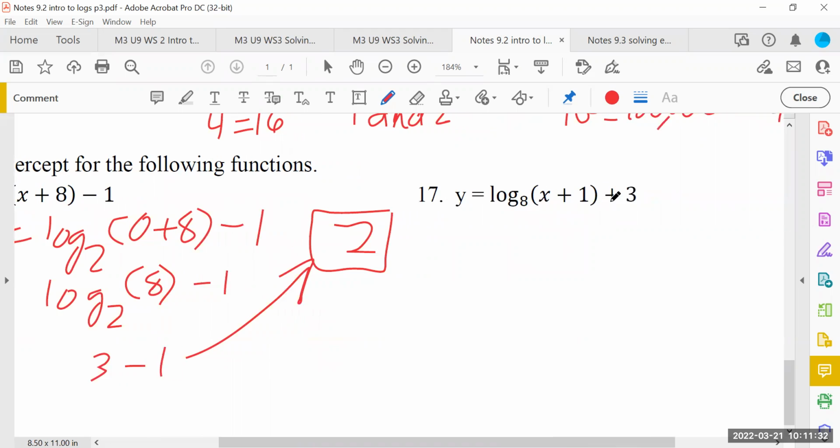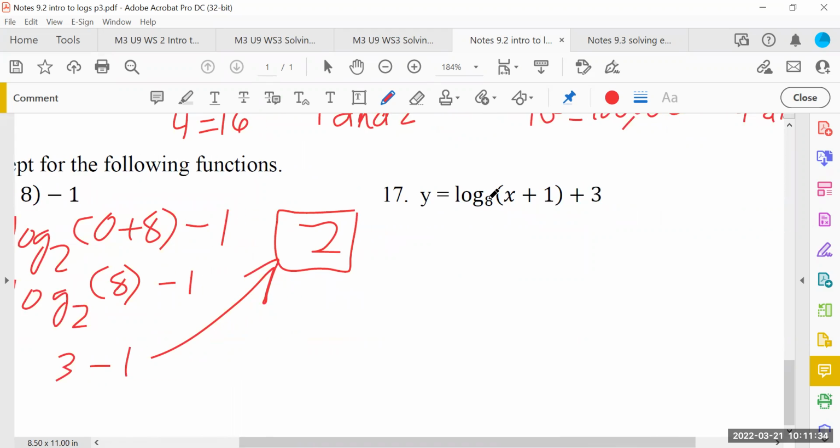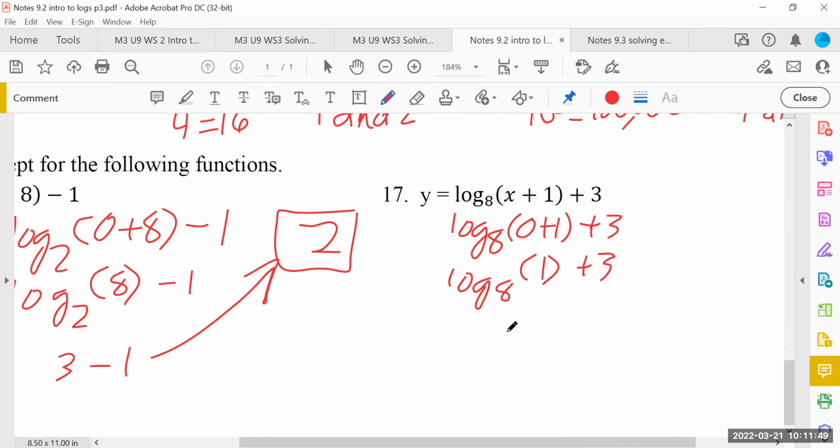Same thing over here. Number 17, put in 0 for x. Log base 8 of (0 plus 1). That's log base 8 of 1. And that was our special case, right? We just have to memorize anytime it's a 1 in here, my answer is 0 because anything to the 0 power is 1. So this is just 0, plus 3, for a final answer of 3.